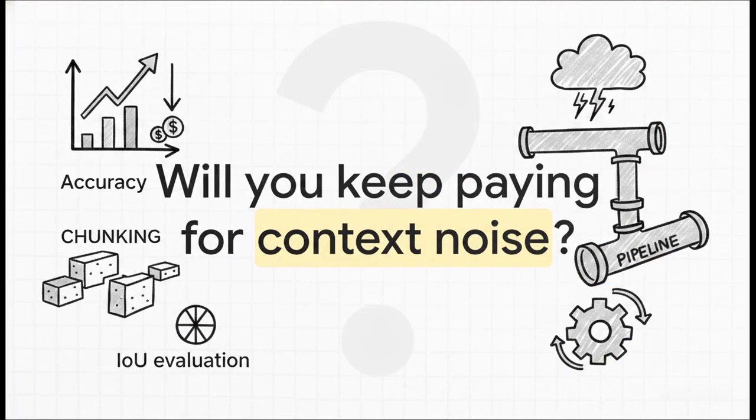So we've walked through the mathematical flaws of top-K accuracy, all the way to finding the 512 token sweet spot that eliminates semantic fragmentation. With this blueprint in your hands, the only real question left is, are you going to keep paying for LLM context noise, or is it time to implement token-level IOU evaluation today? How quickly can you upgrade your RAG pipeline?